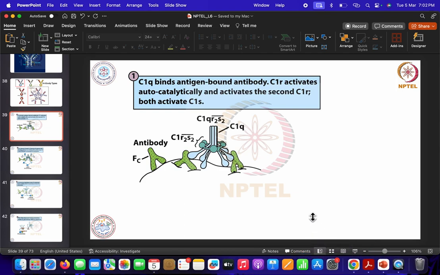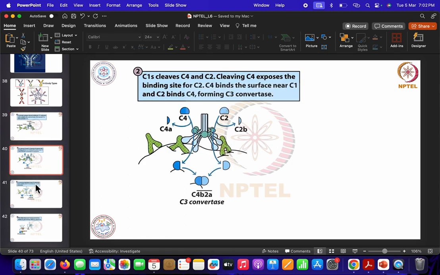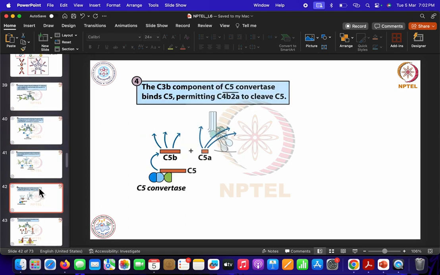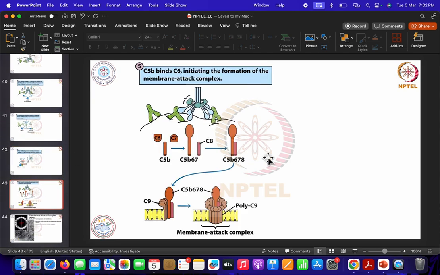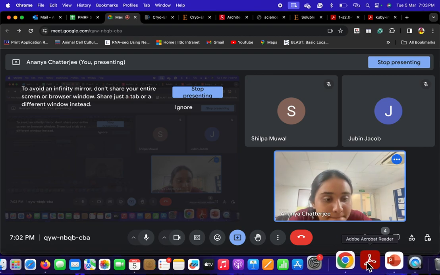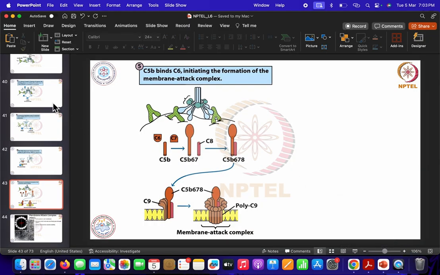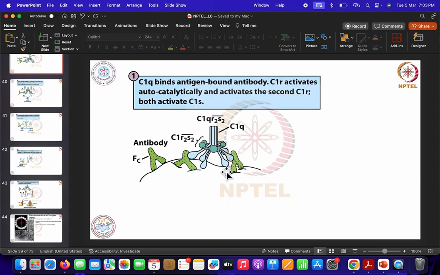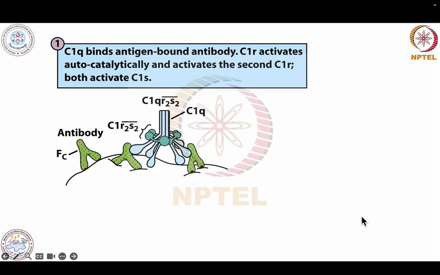So this is the complement system, the cascade pathway in diagrammatic view. So what is happening here? C1q binds with antigen-bound antibody. Okay. Then C1q is the whole system, and then what happens? C1r activates autocatalytically and activates the second C1r. Both activate C1s. Okay.